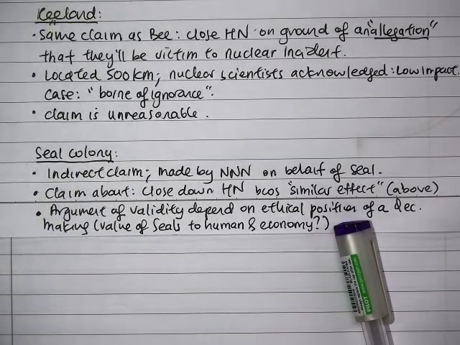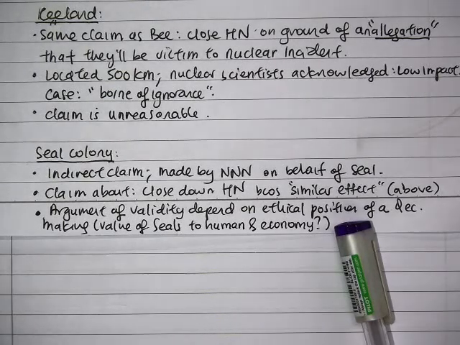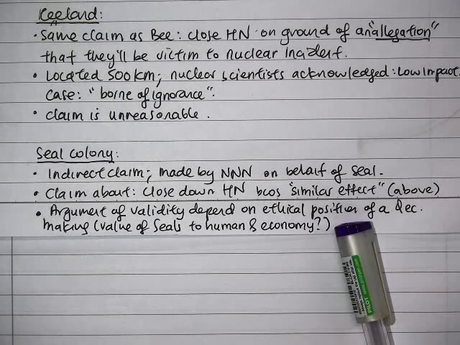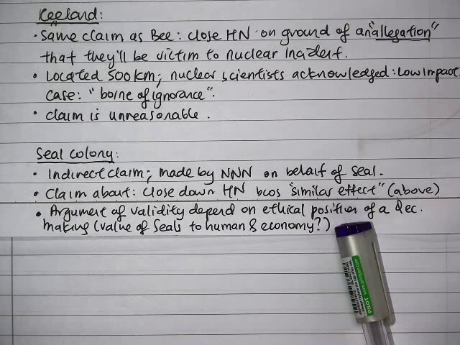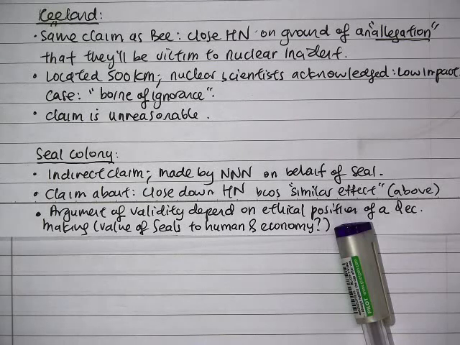Okay, the value of the seal to human, to economy, to the environment. Now, if you look from what you learned in the first beginning chapter, you can say that the argument depends on whether you are from a normative motivation or an instrumental motivation. Because if you are from an instrumental motivation, you only see from economy. You only see from money.